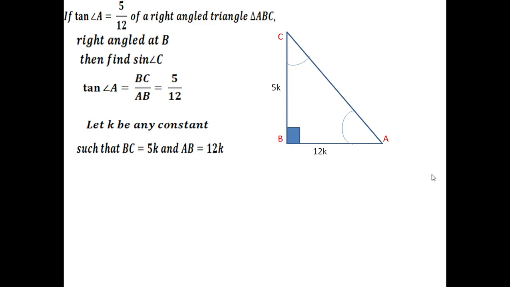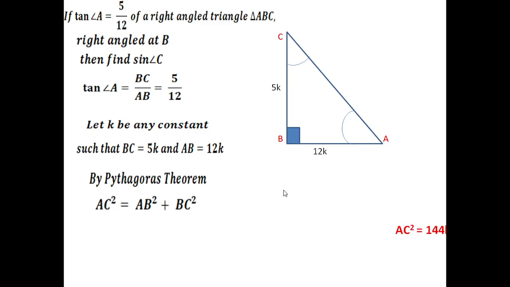Now since it is a right angle triangle, it will definitely follow Pythagoras theorem. By applying Pythagoras theorem, hypotenuse square is equal to perpendicular square plus base square. So AC square is equal to AB square plus BC square. After putting the values, we shall get AC square equals AB, that is 12K square, 144K square, plus BC square, that is 25K square, ultimately 169K square, and AC will be the square root of this, that is 13K.